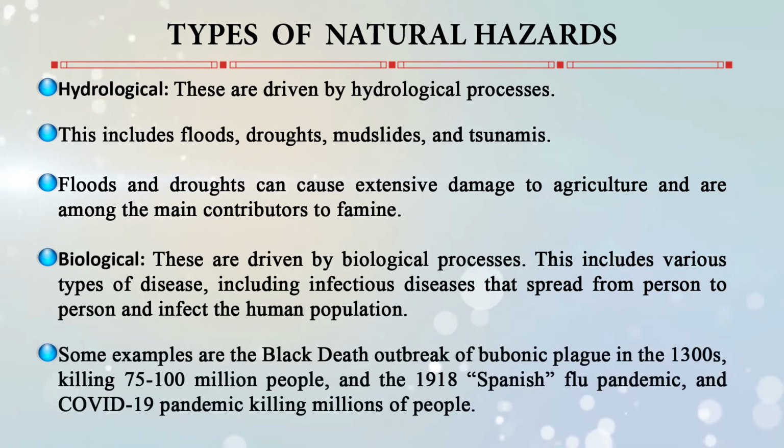Some examples are the Black Death that occurred in the 1300s, also referred to as the bubonic plague, and it killed 75 to 100 million people. Another one was the 1918 Spanish flu pandemic, and recently we have also seen the COVID-19 pandemic, which has also killed millions of people. So these are examples of biological hazards.